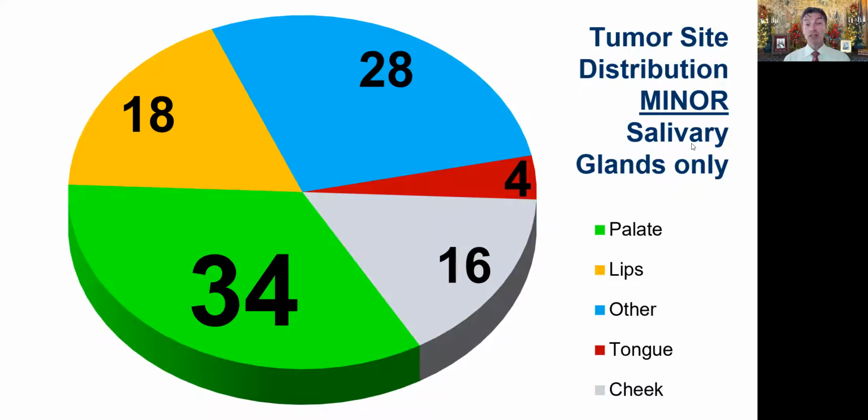However, when you look at the minor salivary glands, you can see that there is still some dominant findings here as well, with the palate accounting for the vast majority of these tumors, while a much smaller number is accounted for in other anatomic sites, such as the lip and tongue, cheek, and then a variety of other things, such as the larynx or nasal cavity, nasopharynx, oropharynx, etc.